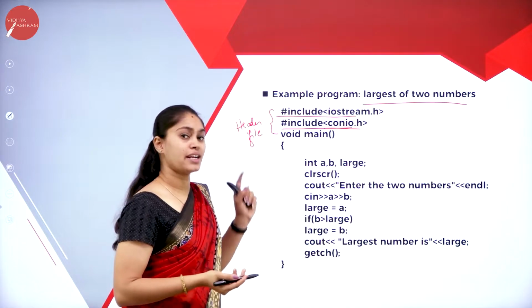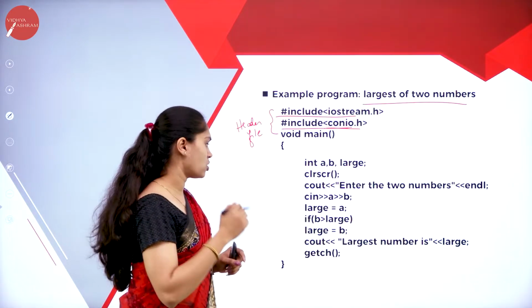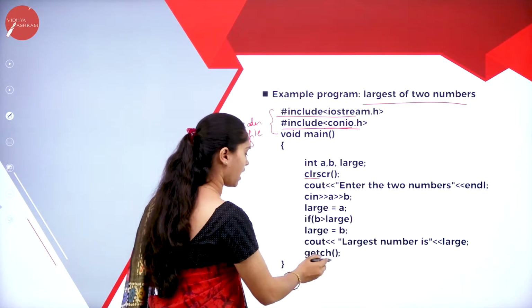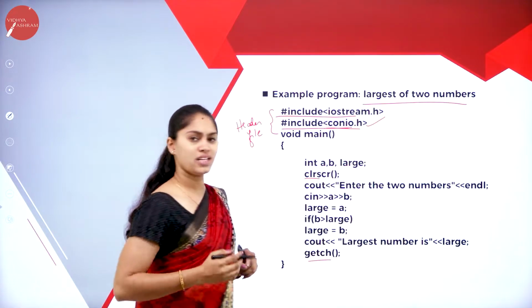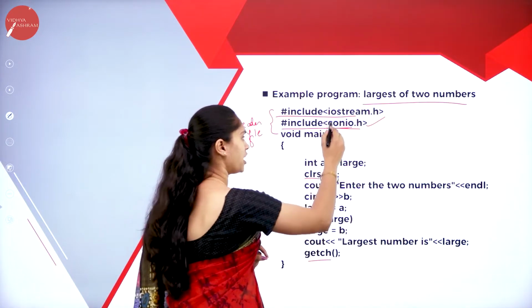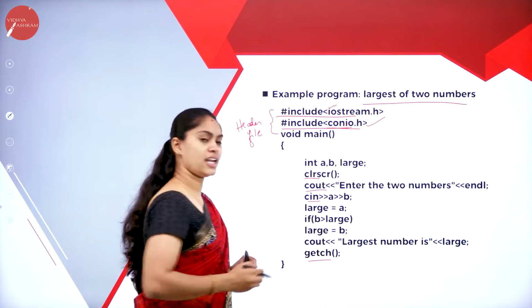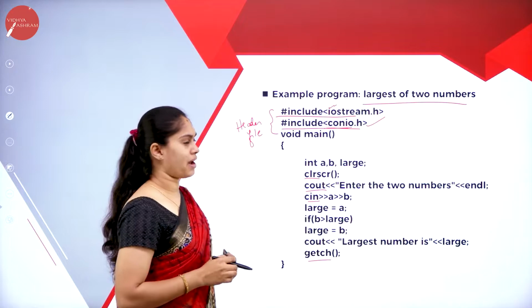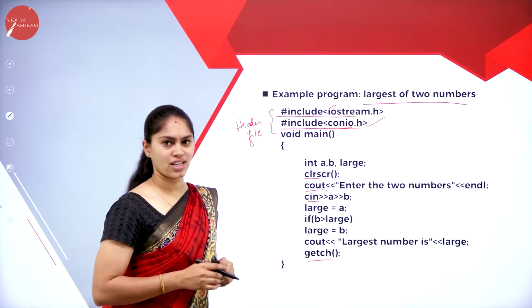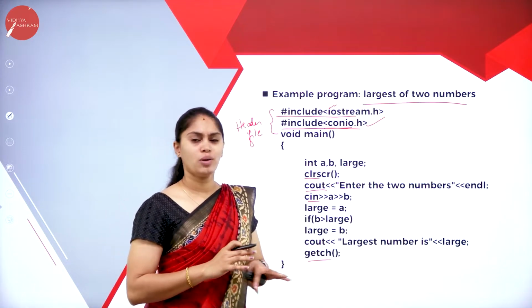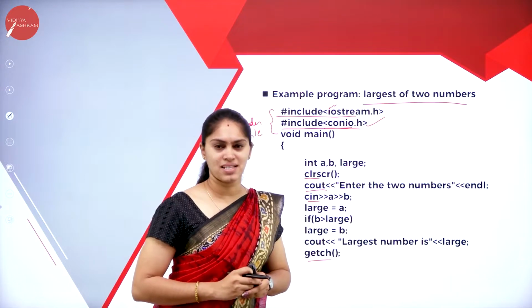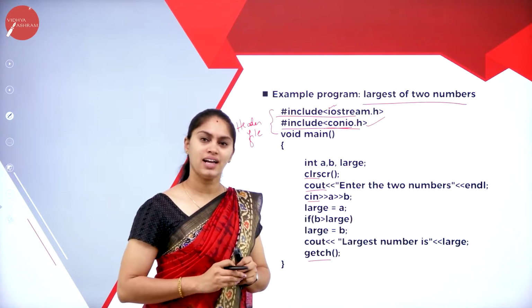conio.h represents console input output. If you are using clrscr and getch, then we have to include conio.h. And if you are using input and output related things, cout and cin, in our program, then it is mandatory to have the iostream.h header file. This is common for most of the programs in C++. So those two header files are important.